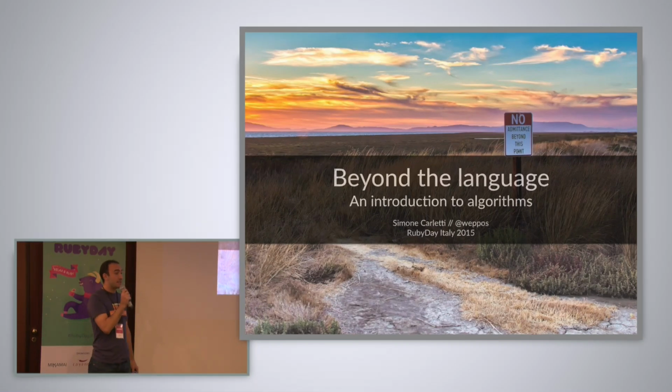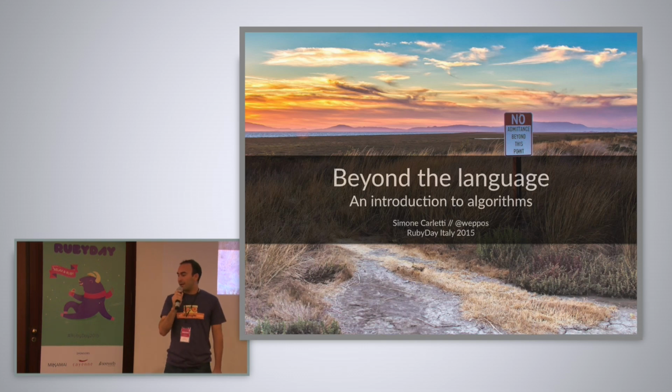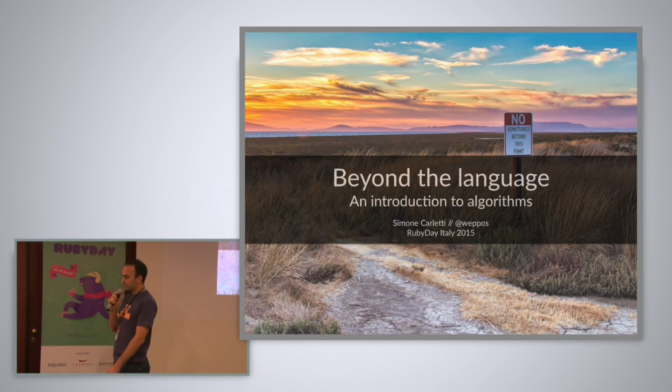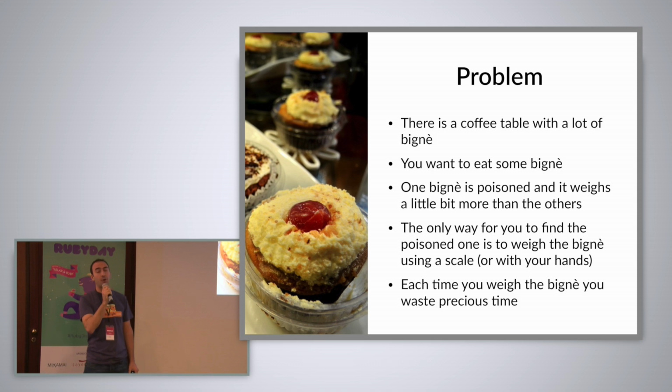Talk to you about something which is not directly connected with Ruby, but the presentation will also feature some Ruby details. So what I want to talk to you about is algorithm, and I call this talk Beyond the Language. You will understand why during the presentation. So I want to start the talk with a problem, with showing you a problem.